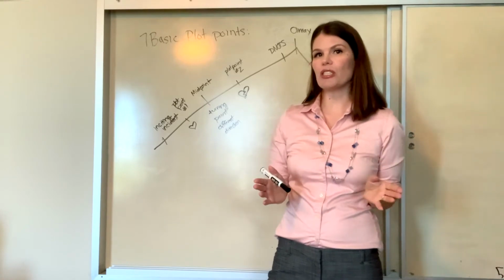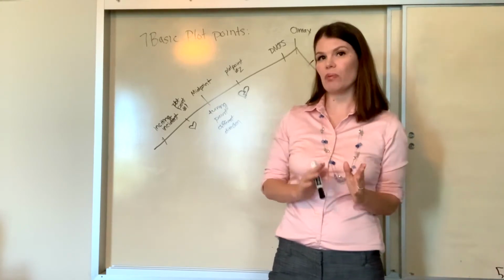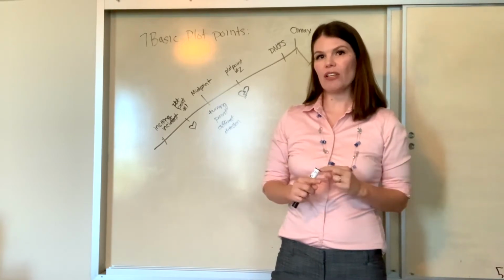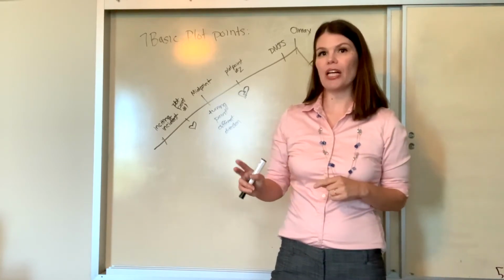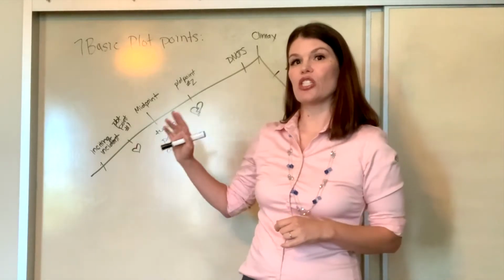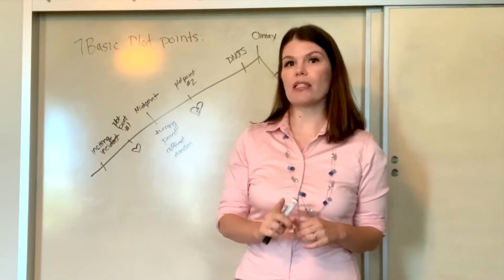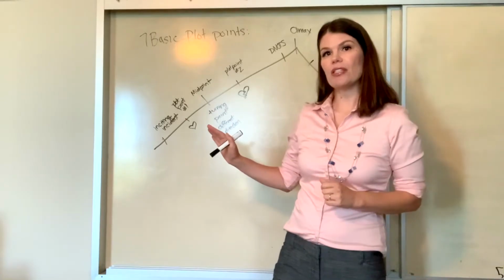And this is kind of what we were taught in school, this seven basic plot structure. I'm gonna talk a little bit about it. And then in the next video, I'm gonna go a little bit deeper into how you can turn this into a 15-point plot structure based on the book Save the Cat Writes a Novel by Jessica Brody. So let's talk about these seven plot points.